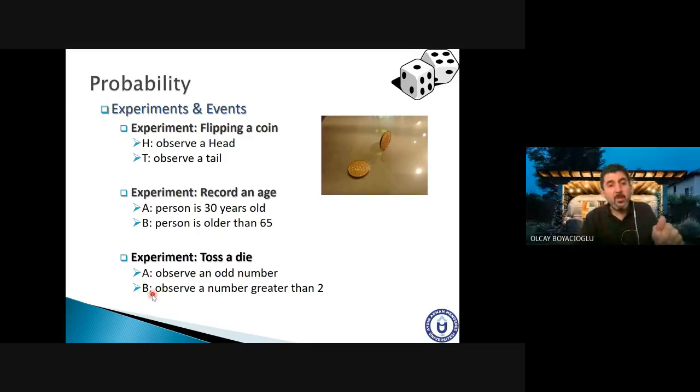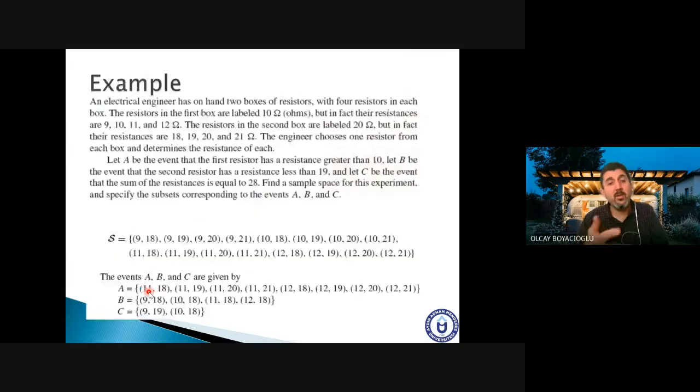For example, observe a number greater than 2, let's call them B. Yani 2'den büyük rakamlara B diyelim. Yani which are those ones? 3, 4, 5, and 6. These 4 of them, we call them B, for example. Okay? Different kind of groupings. You can do that as many groupings as you need necessary.